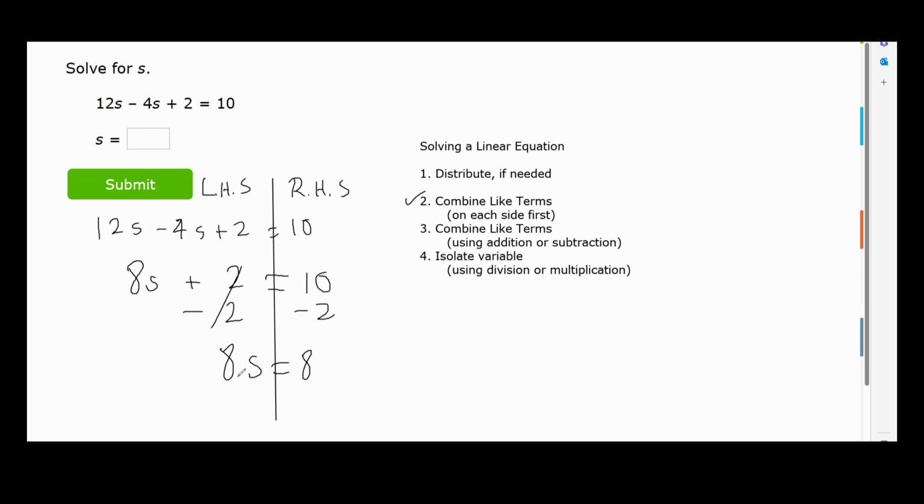So now we're going to isolate the variable by getting rid of this number 8. We want to change that to a 1. Anytime you see a number next to a variable, it just means multiplication. So the opposite of multiplication will be division. And you can either mentally divide both sides by 8 and get the answer, or if you prefer, you can show the work. So divide by 8, s equals 1.